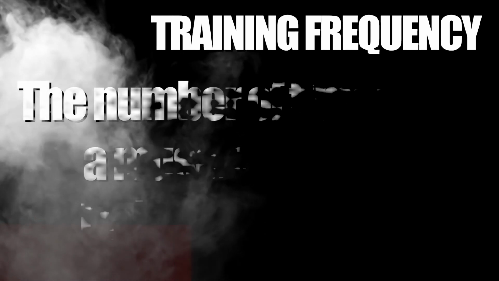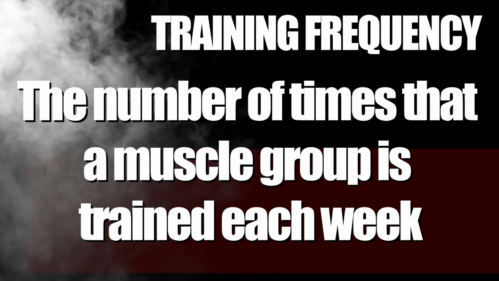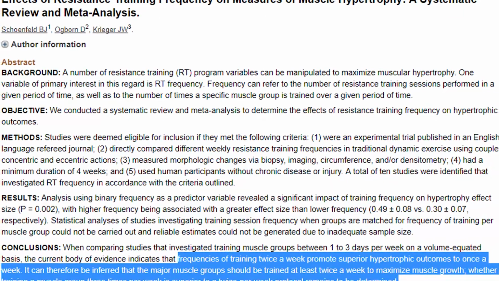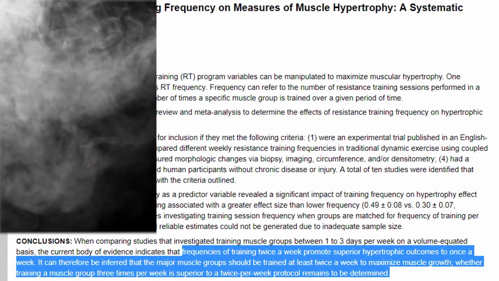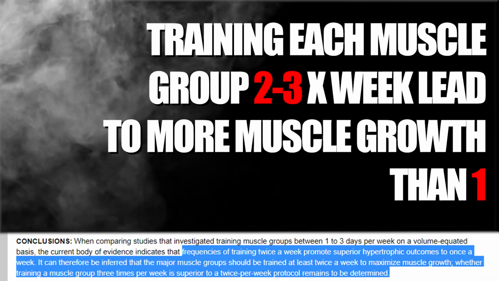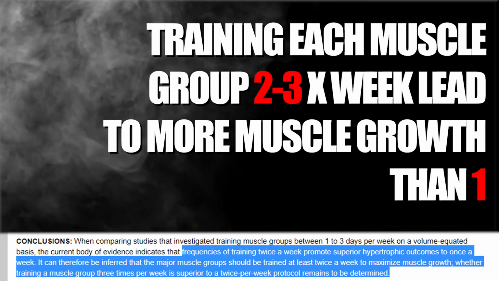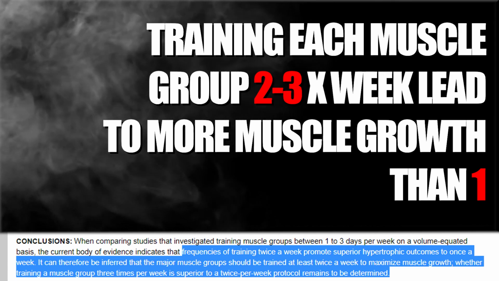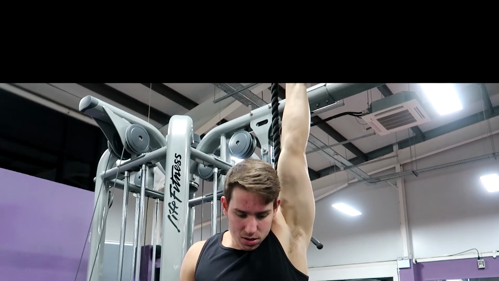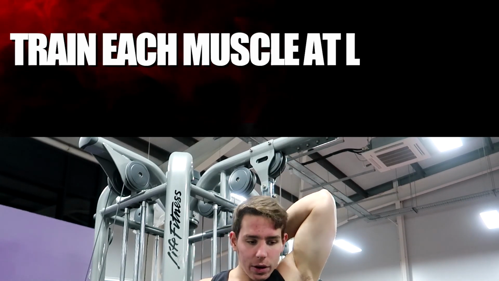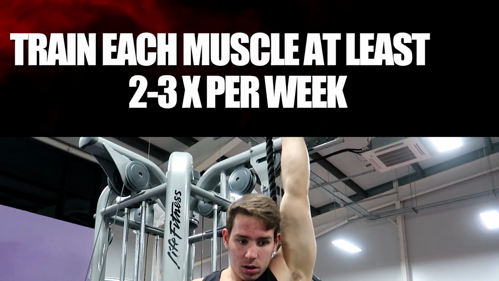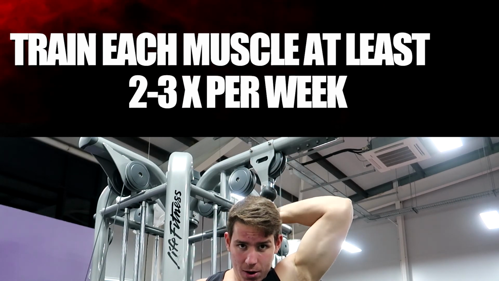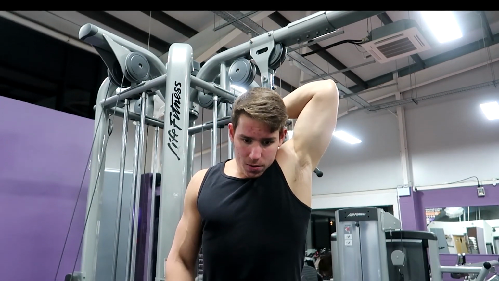So next is training frequency. The definition that we're going to use here is the number of times that a muscle group is trained each week. If we look at a meta-analysis done by James Krieger and colleagues, we can find out that training each muscle group 2 to 3 times per week led to more muscle gains than training it once per week. Therefore, the practical application is to train each large muscle group at least 2 to 3 times per week, so you can do an upper lower split or a push pull legs split.